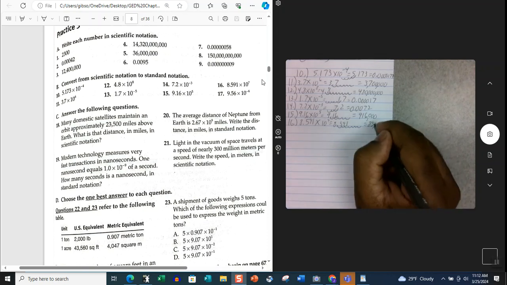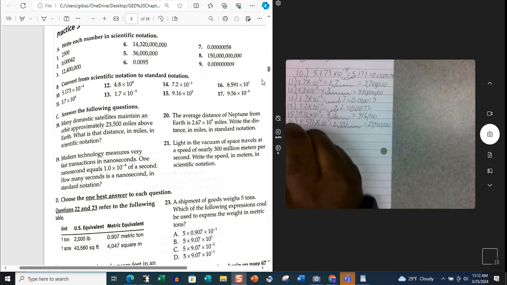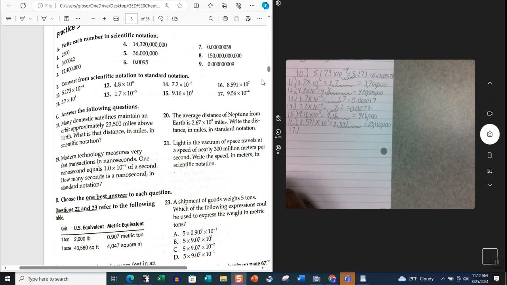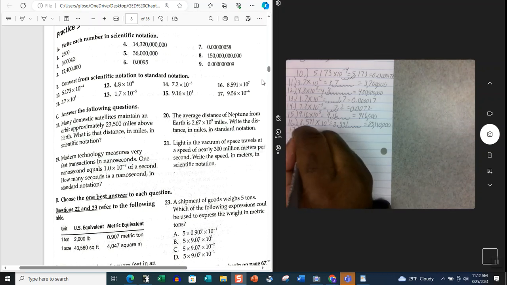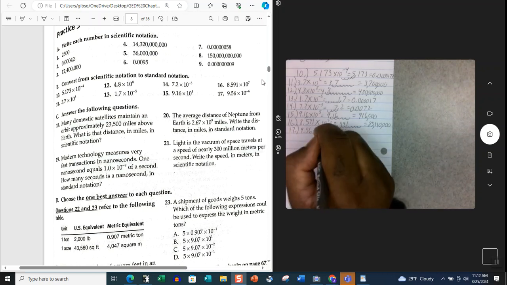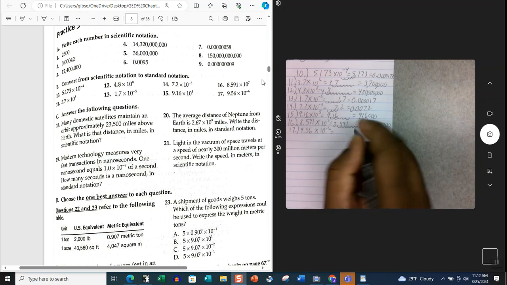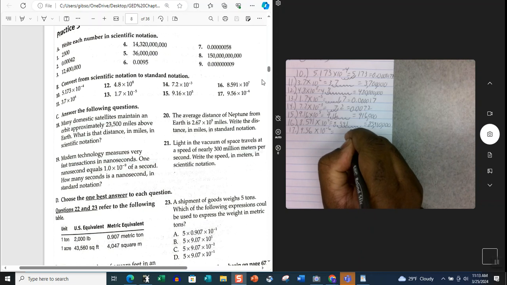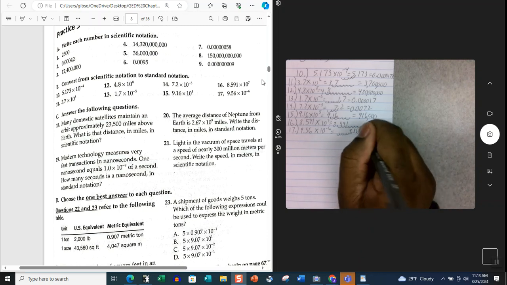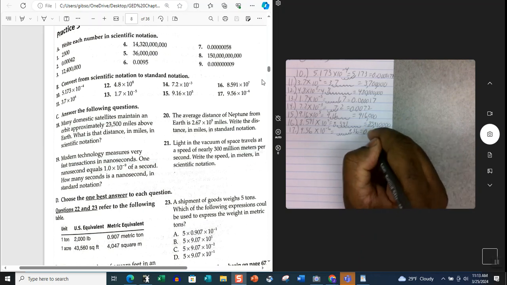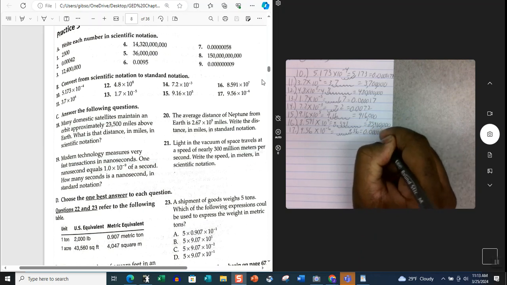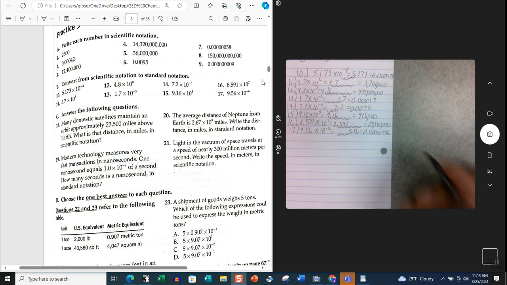So it'd be 85,910,000. So problem 17. We had 9.56 times 10 to the negative 6th power. So we had 9.56. Move this decimal 6 places. We got 1, 2, 3, 4, 5, 6. So it'd be 0. We'll put 5 zeros and then 956. Now we move on to problem 18.